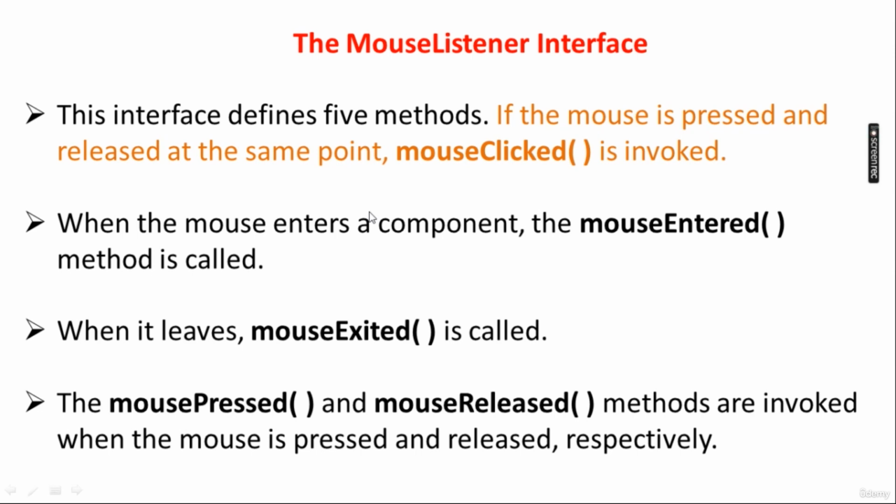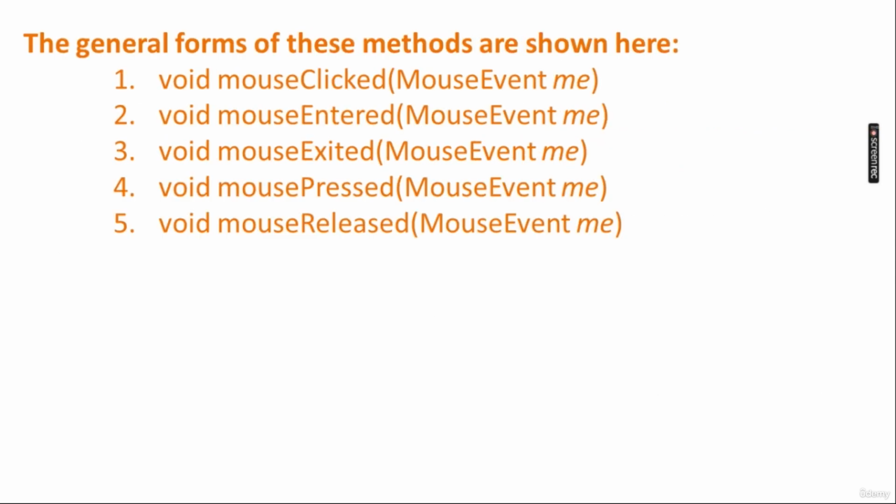That means if the mouse enters the text field area or text area, it will call the mouseEntered method. When it leaves, mouseExited is called. That is, if it exits the area of the text field or edit text, the mouseExited method is called. The mousePressed and mouseReleased methods are invoked when the mouse is pressed and released respectively.